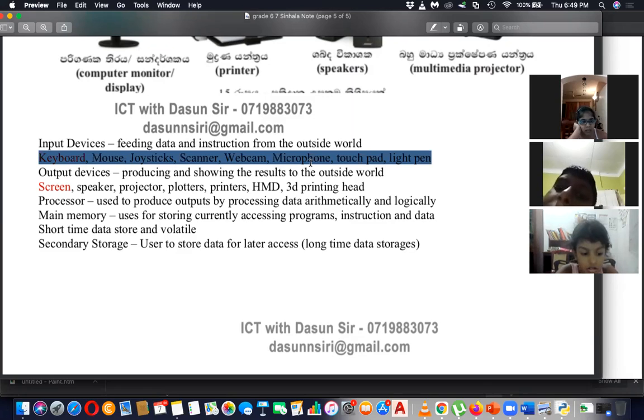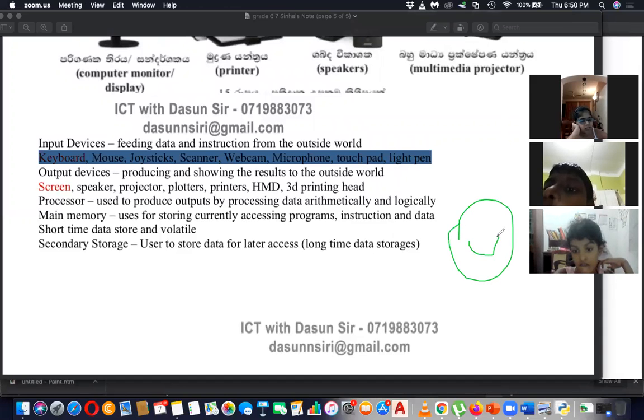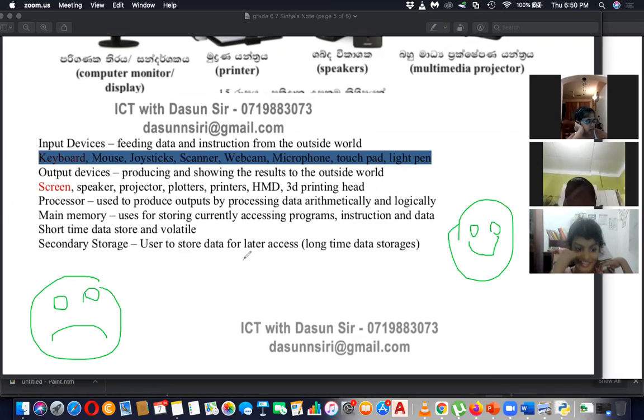Anything? What is light pen? Light pen is a special pen which is used to write on the screen. Here, I can draw on the screen like this. Then maybe an angry face like this, like your face. Right? I can use it to draw on the screen.